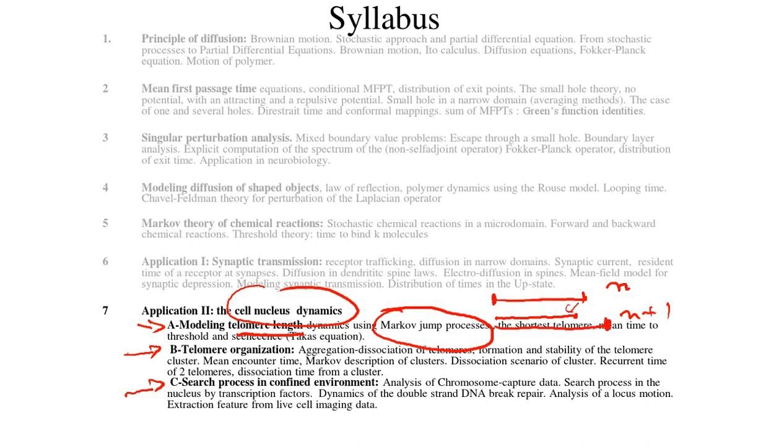So if you have such a possibility at each cell division, then you may ask what the distribution of telomere lengths is in the end, and especially what happens for the shortest telomere. This can be done using the Takacs equation, which has been used in queuing theory.